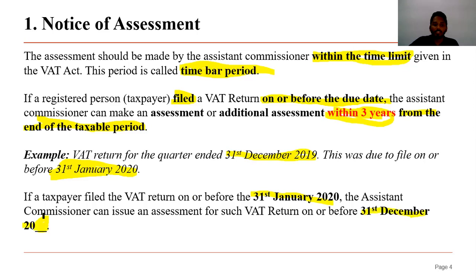Normally, we need to count 3 years. Count up 3 years from the date when. From when is very important. The examiner might test the time bar by giving the taxable period. Then how do we decide the time bar starts from when? It is 3 years from the end of the taxable period. I'll share the whiteboard. Again, the end of the taxable period.